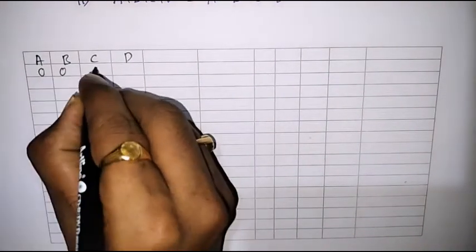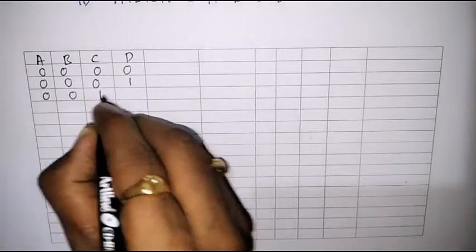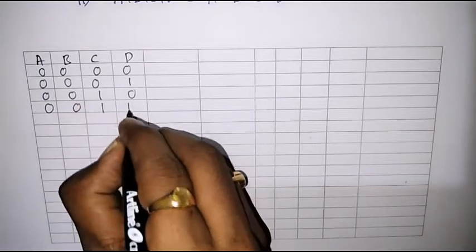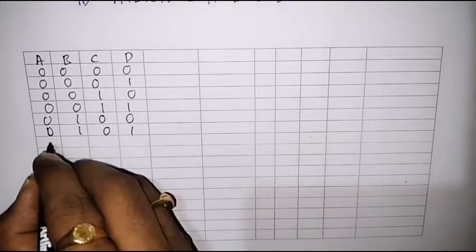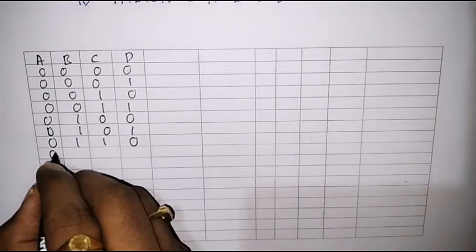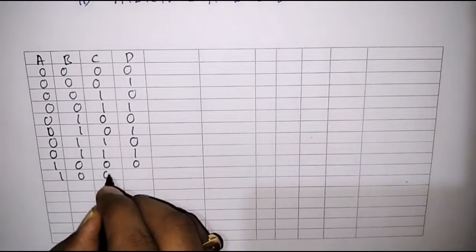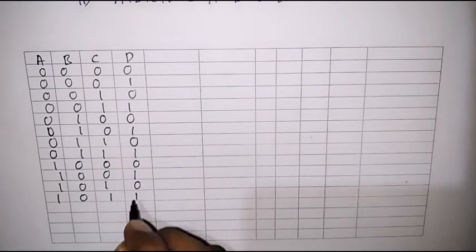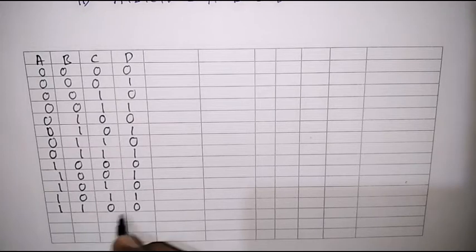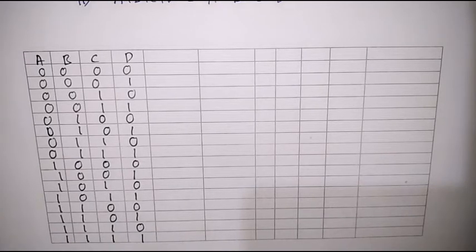That is 0, 0, 0, 0. This is 1, 2, 3, 4, 5, 6, 7, 8, this is 9, this is 10, this is 11, this is 12, this is 13, this is 14, and this is 15.